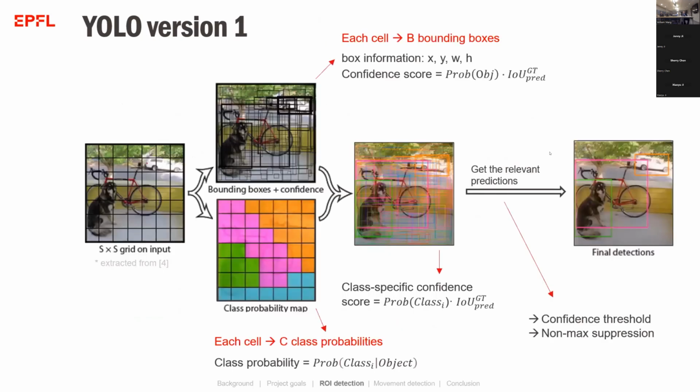So how does YOLO work briefly? Well, the image is divided into an S by S grid. Then for each cell of the grid, we predict B bounding boxes and C class probabilities. Then this information is mixed together to compute class-specific confidence scores. And finally, from all the bounding boxes that we predict, we need to take only the relevant ones. This is done with a confidence threshold and also the non-max suppression.